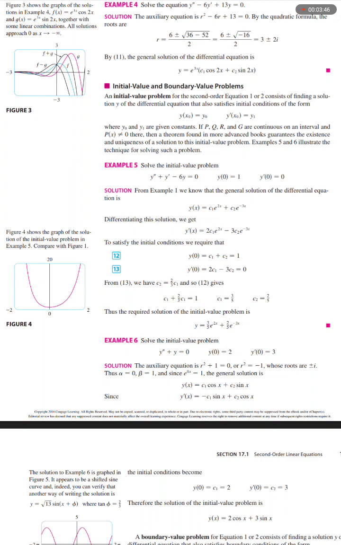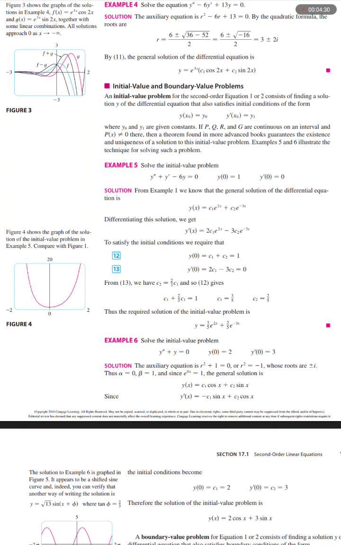Differentiating this solution, we get y'(x) = 2c₁e^(2x) - 3c₂e^(-3x). To satisfy the initial conditions, we require that equation 12, y(0) = c₁ + c₂ = 1, and equation 13, y'(0) = 2c₁ - 3c₂ = 0.